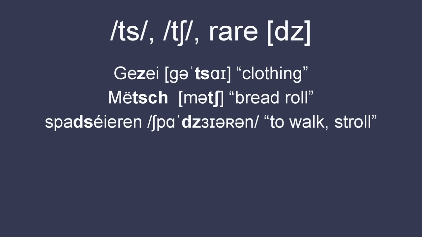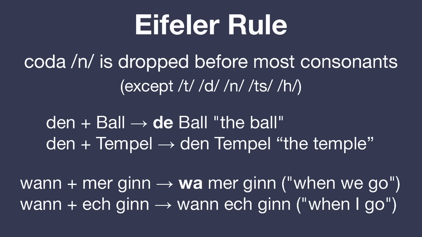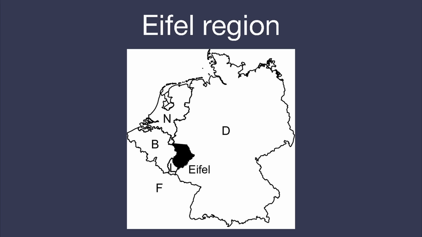There's also the native affricates tsa, cha, and rare z, alongside pf, which appears in loans from German. Luxembourgish follows the Eifler rule, where coda n is dropped before most consonants, with the exception of ta, da, na, za, and ha. This also applies to many German dialects of the Eifel region.